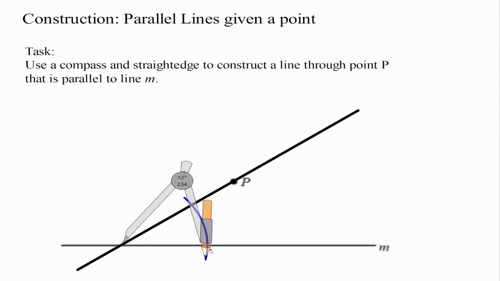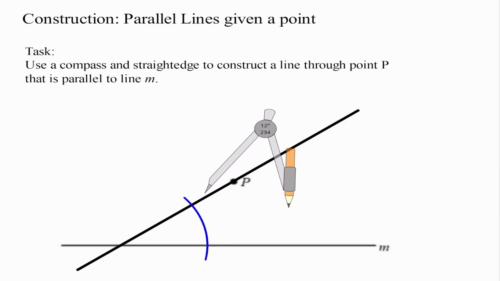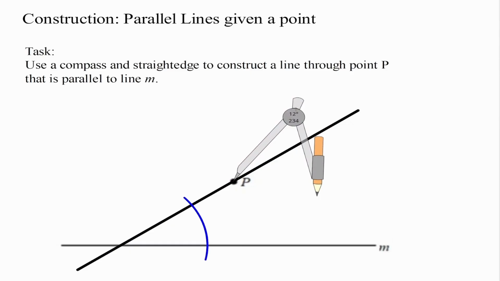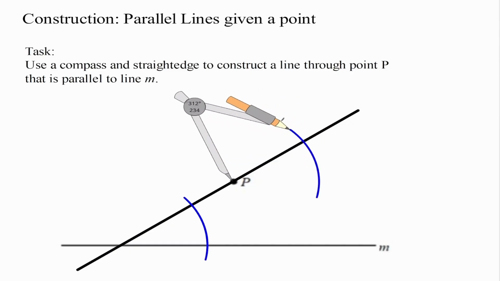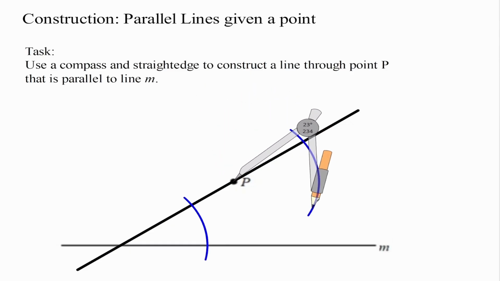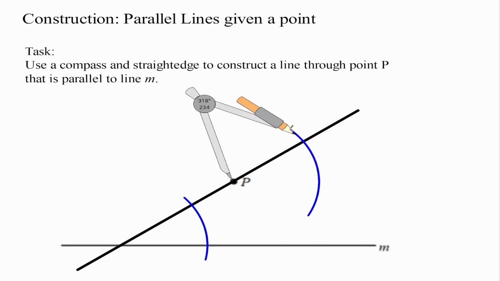Now that I have this arc, I'm going to move my compass without changing its length, but now I'm going to put my metal leg at point P. And I'm going to recreate this arc, the same arc that I constructed on the bottom.